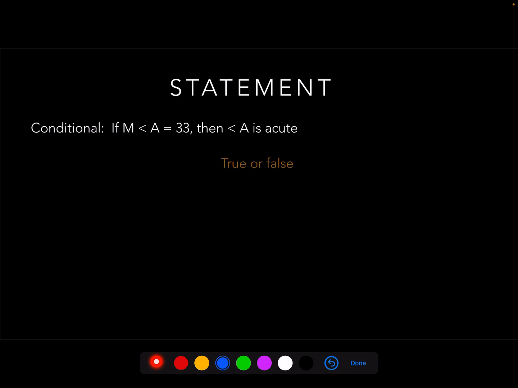So we need to determine if that's true or false. Is that statement true or false? It's true. All angles less than 90 degrees are acute. So that's a true statement. I could circle true or whatever. I may have done this in the PowerPoint, I don't remember. Okay, go ahead and write the converse to that statement. Write the converse.